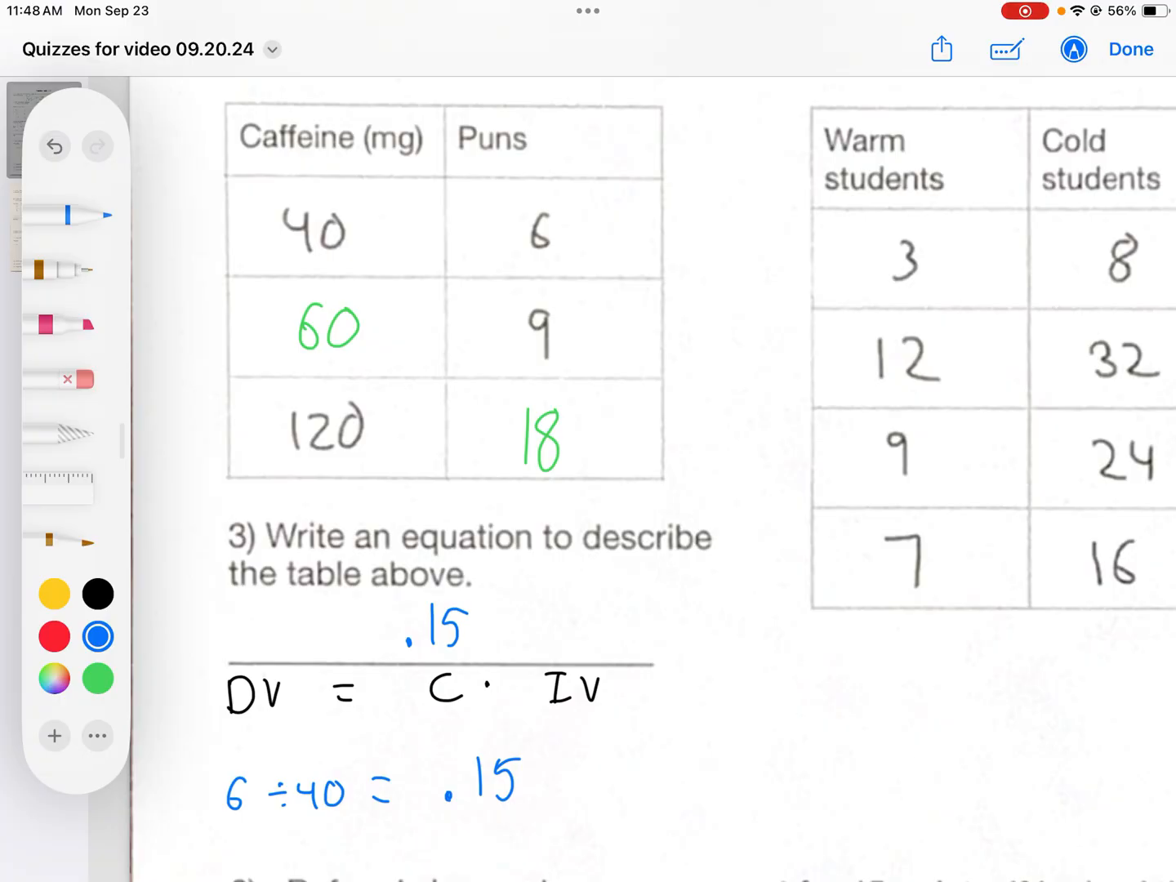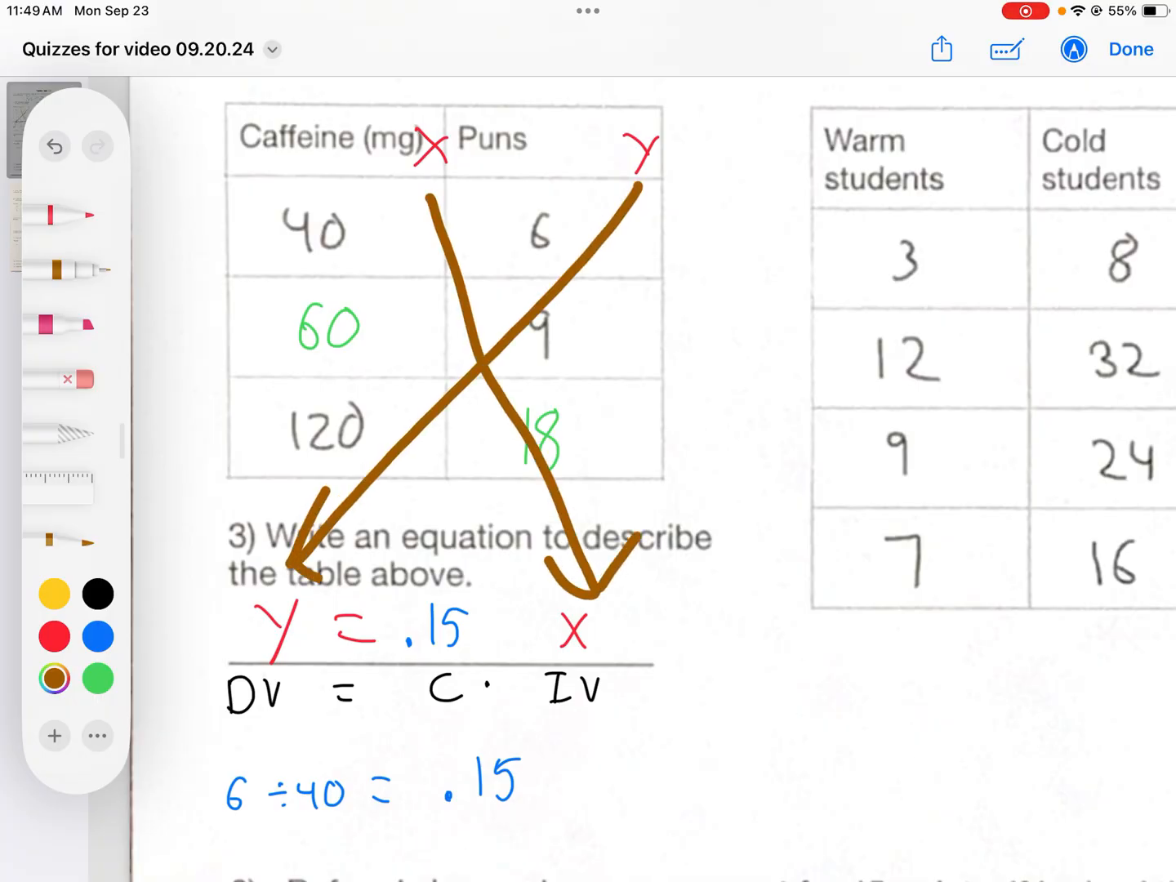Then there were a couple good ways to do this. Your dependent variable is going to be the one from the right. Now I can either go with, for instance, the first letter of this. P equals 0.15 C, puns equal 0.15 per milligram of caffeine, or I can stick with something like using x and y equals 0.15x. Either way, please remember that my variables switch places from the table to the equation. It's a bit counterintuitive that way.